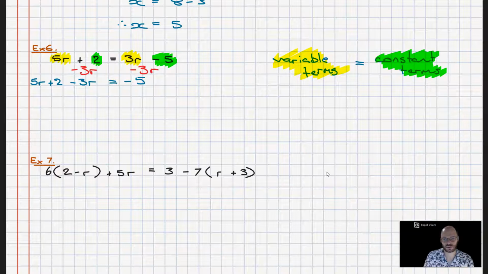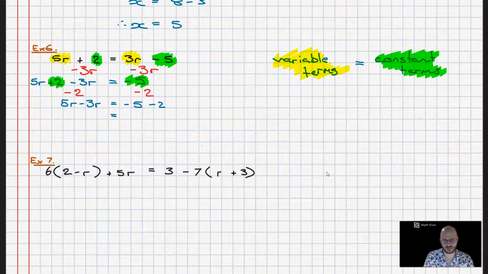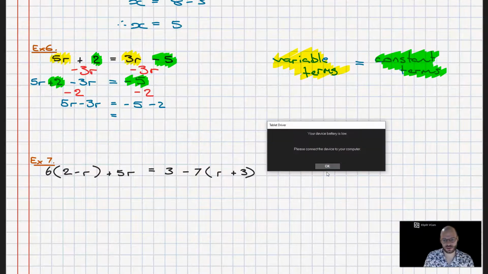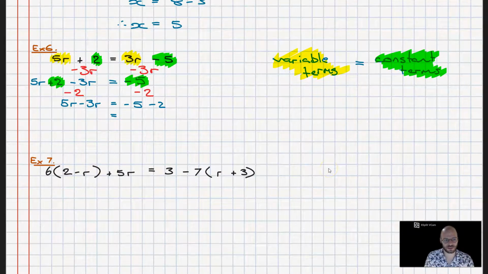Now we have to deal with the constant terms, so we've got a plus 2 here and a minus 5 here. We want to get this plus 2 away from the left and back on the right. So to do that, if we're plussing 2 on the left, we're going to take 2 from both sides. This will yield 5r minus 3r, then minus 5. Alright, next step is we need to collect like terms. So on the left hand side here, we're going to have 5r take 3r, that's 2r. Then minus 5 take 2, that's going to be minus 7.